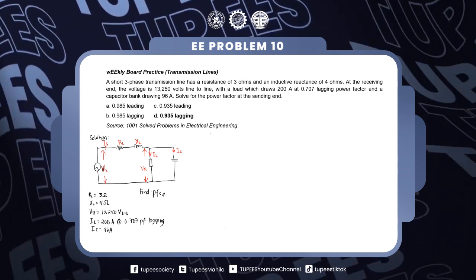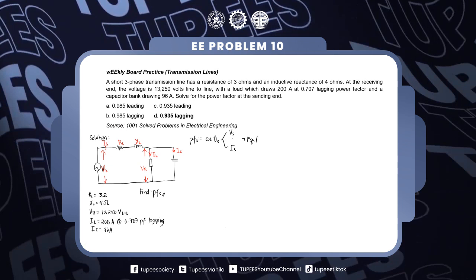So, how do we get the power factor? The power factor is just the cosine of the angle, whatever is being asked. In this case, power factor at the sending end, that's the cosine of theta at the sending end, the angle between the sending voltage and the sending current. So that is our equation 1, the main equation.